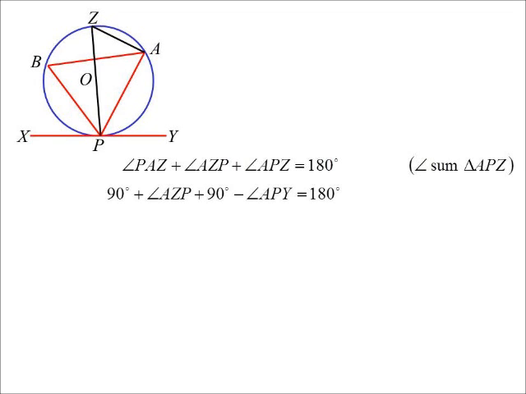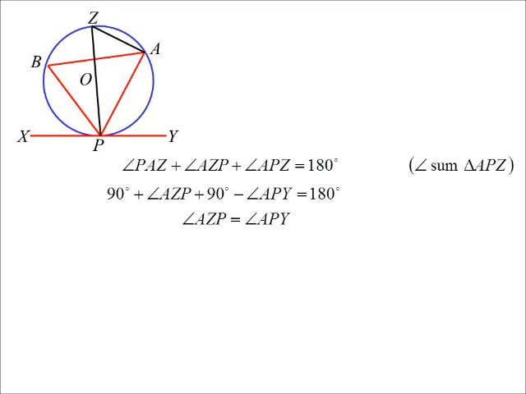But substituting in what we just said, some of those were equal to. So we know that the PAZ, that's the one that is 90 degrees, we said. AZP, I've left as AZP. And APZ was the one we said was 90 minus APY. 90 plus 90 is, of course, 180, so I can tidy that up a bit. And then moving to the other side, I get AZP is equal to APY.